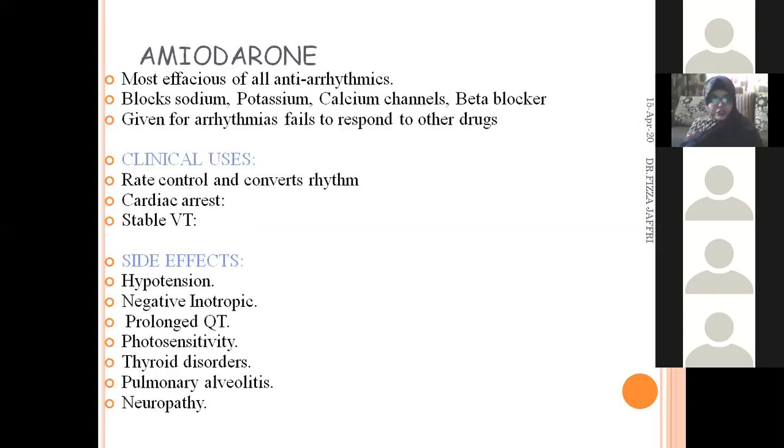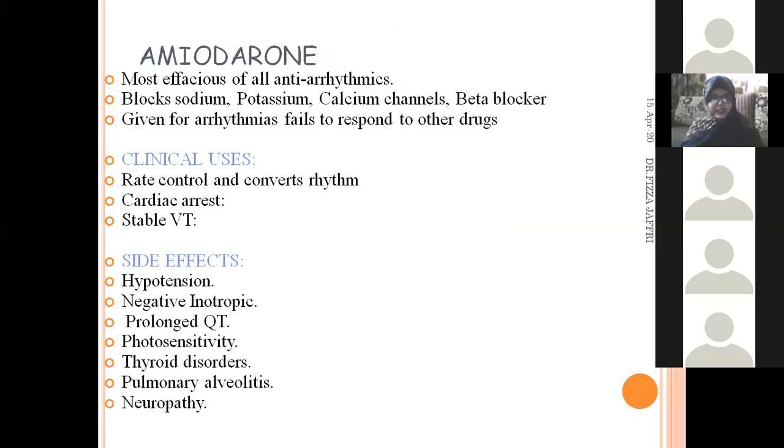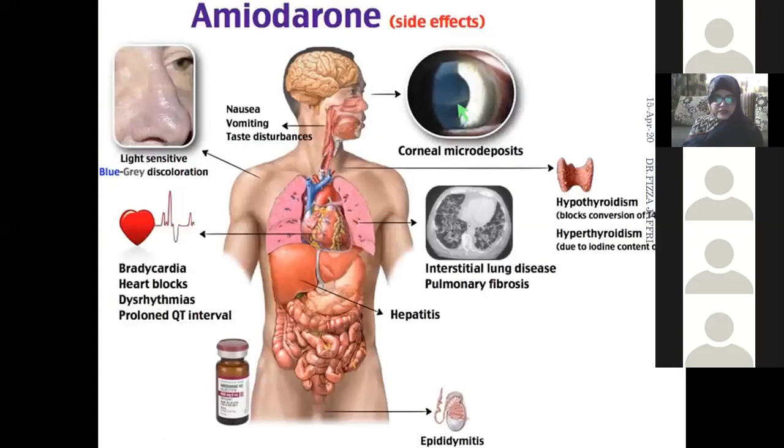Amiodarone is a potassium channel blocker, the most important of the class. It is given for arrhythmias which are refractory or have failed treatment with other drugs, right? Clinical uses: rate control and rhythm conversion, cardiac arrest, and stable ventricular arrhythmias. Side effects such as hypotension, negative inotropic effect, QT interval prolongation, photosensitivity, and thyroid disorder.